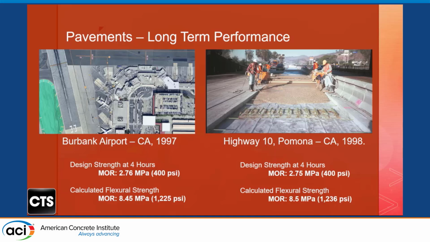But the strength tripled in almost 25 to 30 years. So they are still operational. Both the highway and the airport are still operational and fully functional, but the strength tripled in 30 years. Carbonation rates are great, ASR is non-existent, and I can continue so on.